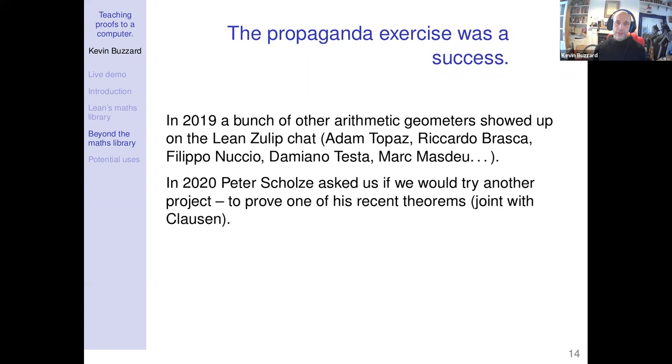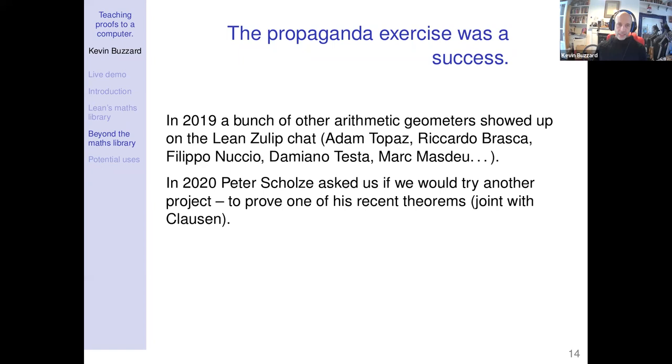And then in 2020, Peter Scholze, who was aware of the perfectoid spaces work, challenged us to prove a recent theorem of his. He just thought that would be an interesting another data point. Great. We can prove complicated theorems about simple objects. We can prove simple theorems about complicated objects, but can we prove a complicated theorem about a complicated object? In some sense, it's the last missing piece of the puzzle.